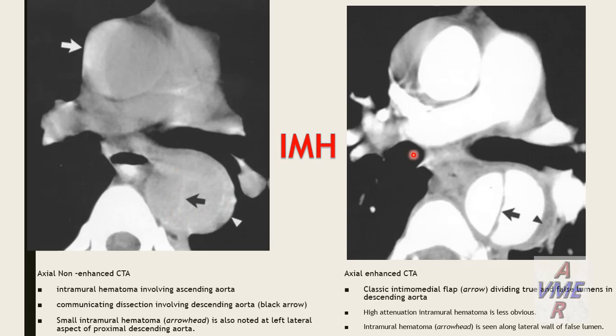And here we have axial enhanced CT angiography with contrast. We have a classical intimomedial flap dividing true and false lumen in the descending aorta. The high attenuation intramural hematoma is less obviously detected, and intramural hematoma is seen along the lateral wall of the false lumen. So the axial enhanced CT angiography shows the classical intimomedial flap of the aortic dissection, and intramural hematoma seen along the lateral wall of the false lumen.